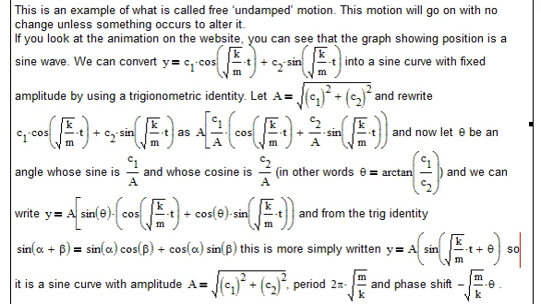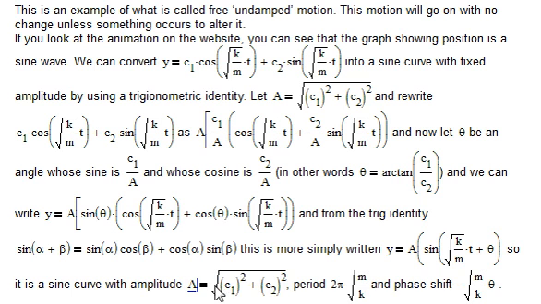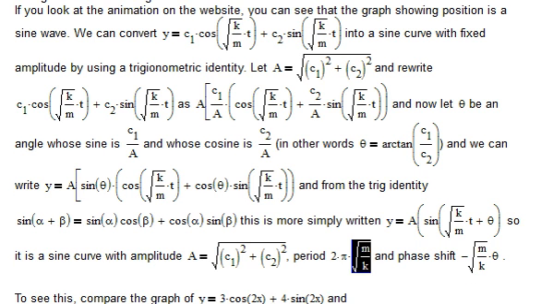So it's a sine curve with amplitude A equal to the square root of c1 squared plus c2 squared, and period 2 pi times the square root of m over k. Remember how to calculate the period. Period is 2 pi over the frequency, so that would be 2 pi divided by the square root of k over m, which is 2 pi times the square root of m over k. And the phase shift would be negative square root of m over k times theta.